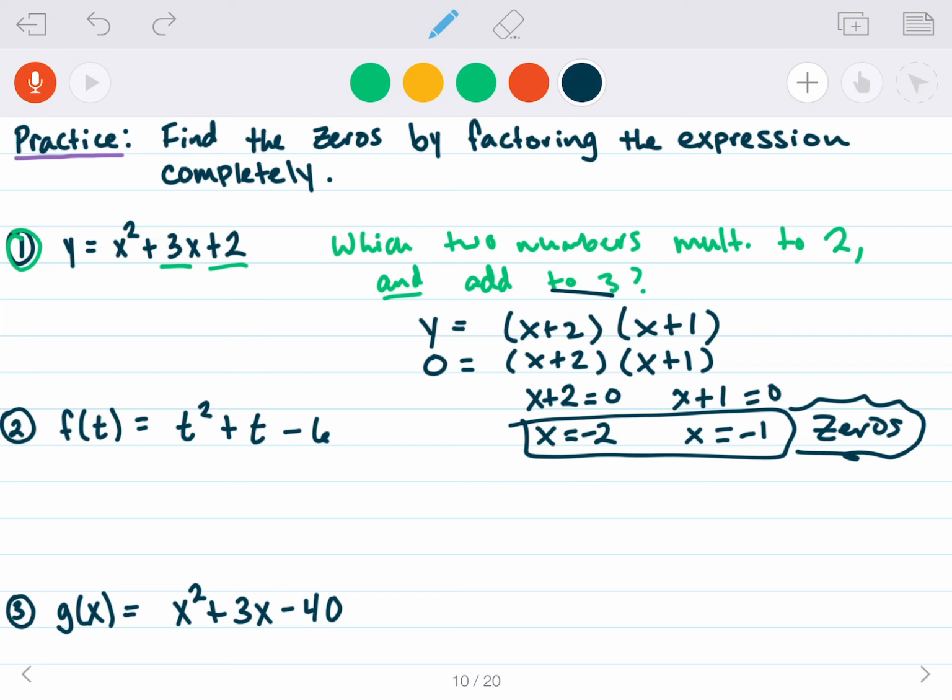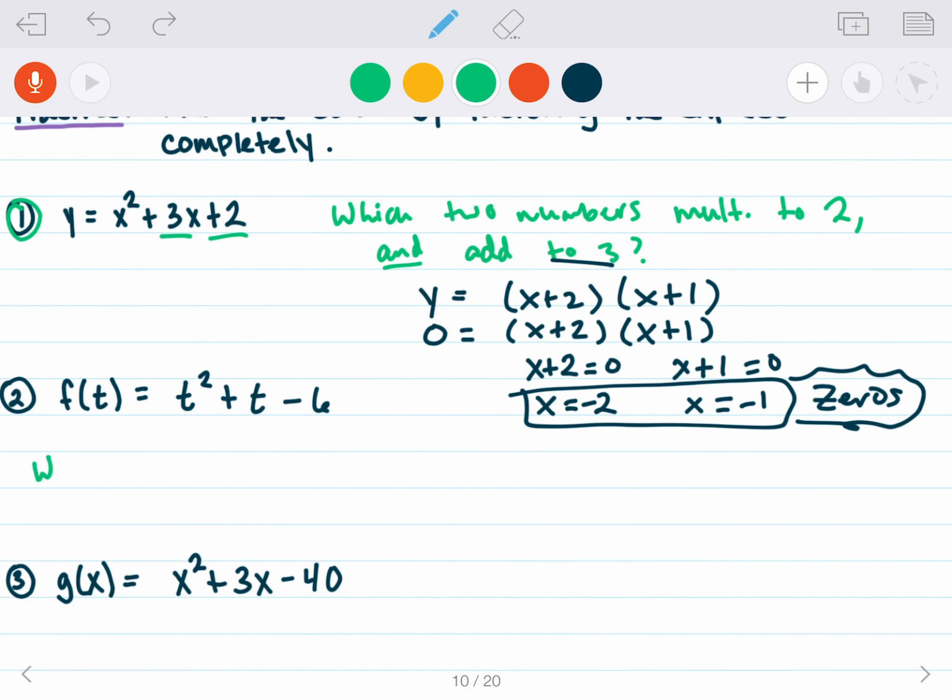Okay, let's try number 2. Now, here our variable is t. That's okay. And again, as I mentioned, you're going to see why I use t towards the end of this lecture. Let's go ahead and factor. So here, the question is, which two numbers multiply to negative 6, that's C, and add to, well, there's no number written in front of that variable, so it's understood to be 1. That's our B value. Positive 1.